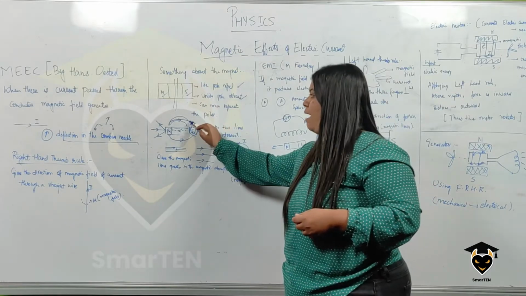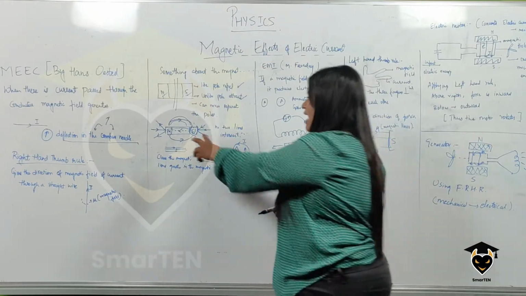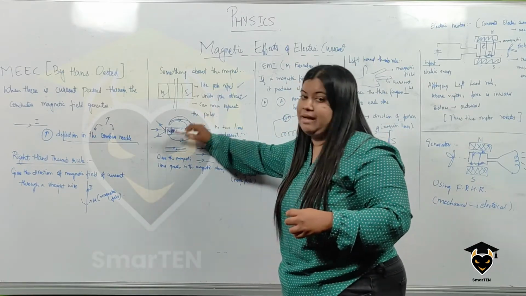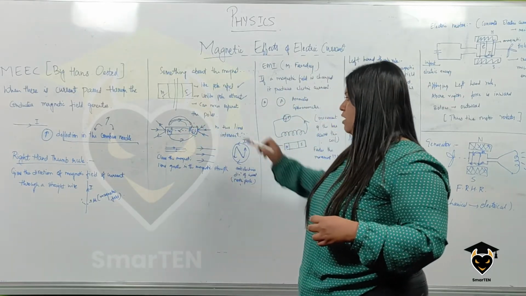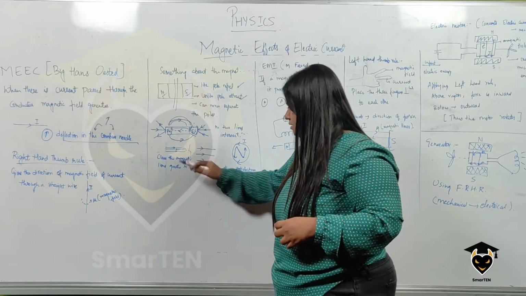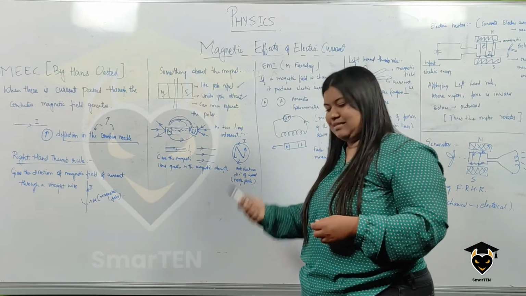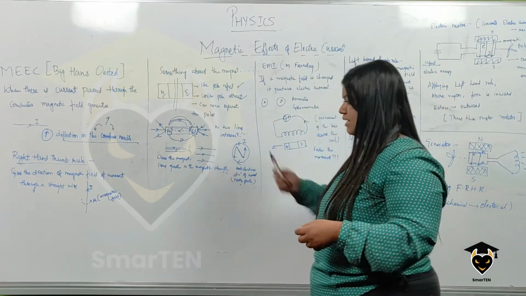And no two magnetic lines intersect each other. So I'll just repeat it. The direction of the magnetic lines inside the magnet is from south to north, whereas outside the magnet it is from north to south. No two magnetic lines can intersect. The closer the magnetic lines are, the greater is the magnetic strength. Farther away, the magnetic strength decreases.